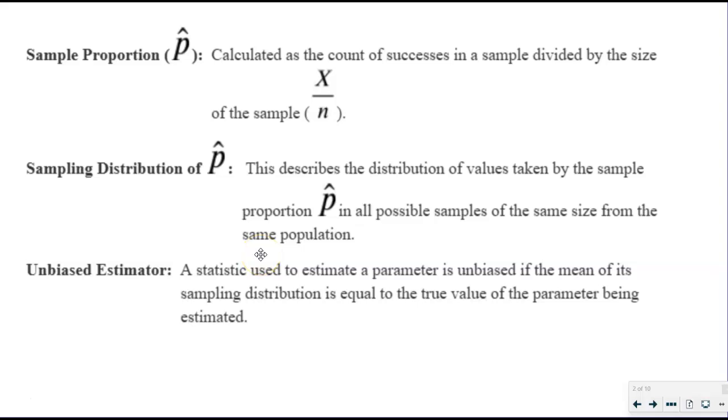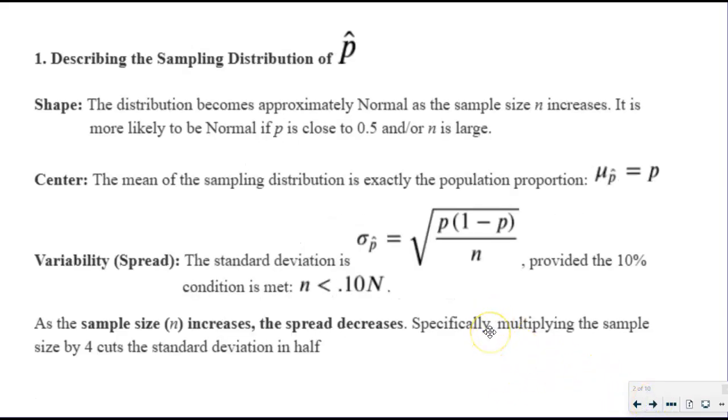A statistic used to estimate a parameter is unbiased if the mean of its sampling distribution is equal to the true value of the parameter being estimated. So when we look for that unbiased estimator, we're focused on the sampling distribution, and we're trying to identify what the shape would be. In that case, the shape becomes approximately normal. As our sample size increases, it becomes more and more likely to be normal, especially if p is close to 0.5 or n is large.